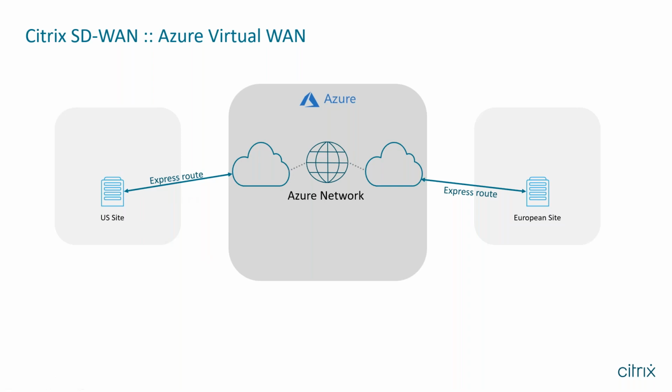And this gets the same issues that you get with traditional MPLS. It's quite expensive, it's hard to scale. And since it's expensive, you will have a limited amount of offices that are actually connected with an ExpressRoute. What you can do instead is leverage the SD-WAN technology. So you will implement Citrix SD-WAN at your remote office, and then you will install a virtual SD-WAN appliance up in the Azure.